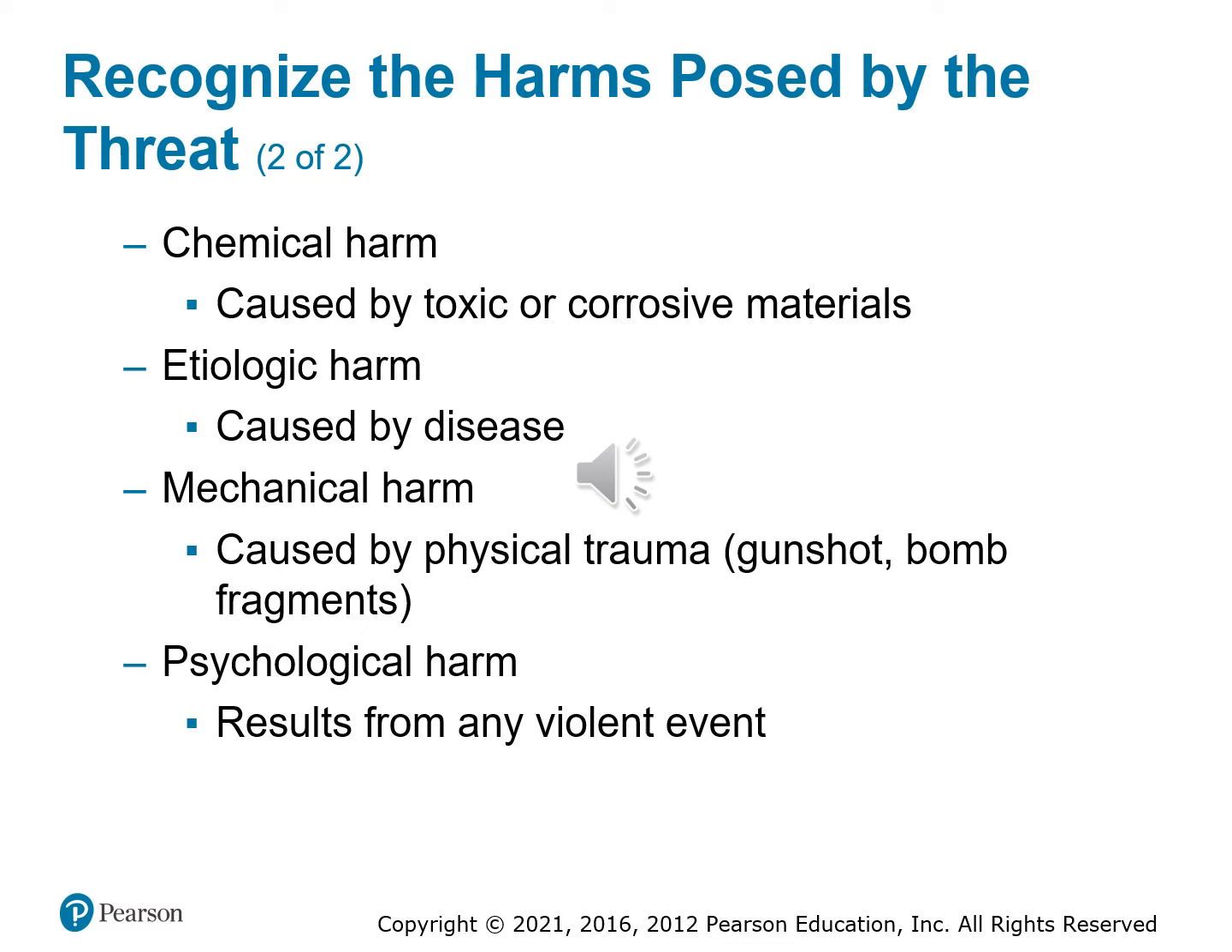C is going to be the chemical harm, which is going to include acids and other chemical toxins ranging from cyanides to nerve agents. Etiologic harm is going to be the concerns over the causes of disease, whether it comes from organisms such as bacteria or viruses. M is going to be the mechanical harm, going to be the common one, any sort of physical trauma, gunshot wounds, bomb fragments, shrapnel, things like that. And really, the one that almost occurs in almost every event is the psychological harm. And it's truly usually the goal of the terrorist to create this psychological fear in them. So it's going to result from any violent event.